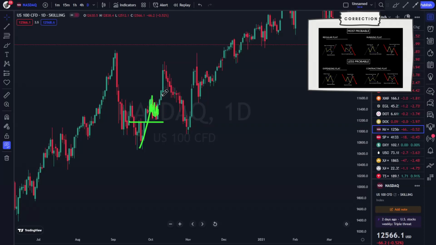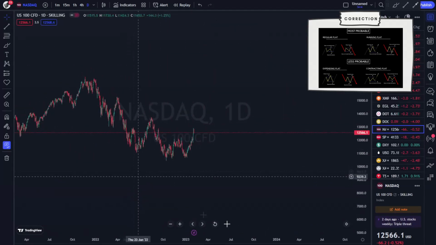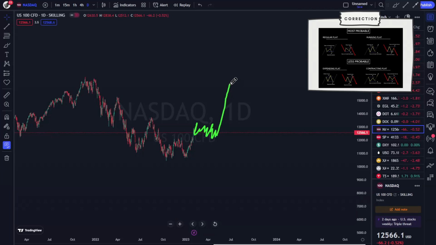So you see that range means that we're going up, but still, as long as we didn't break the top, this could be a bigger correction before going up. In that case, a contracting, but in most cases it will be a regular. But let's say a contracting. If it's a contracting, then you're going to see a range, then going up. It won't break that top, it will go down, it won't break that low, and then go up.